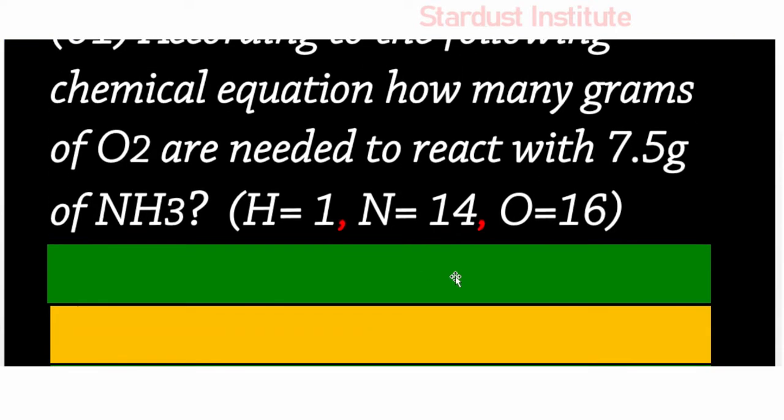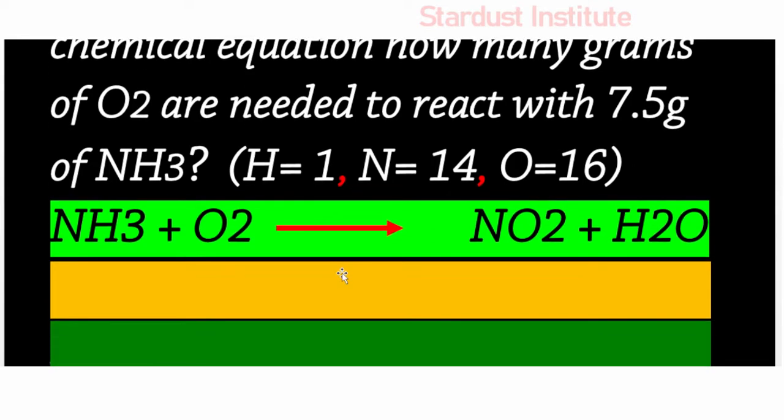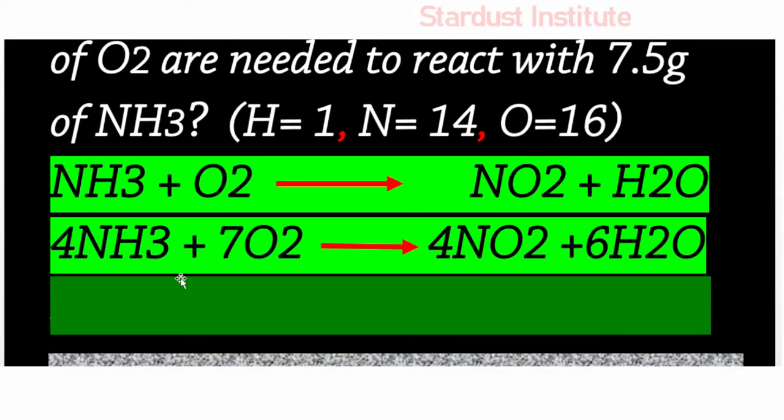This is the chemical equation. Ammonia plus O2 we get NO2 plus H2O. But this chemical equation is not balanced. We have to balance it. For 4 ammonia plus 7O2 we get 4NO2 plus 6H2O.